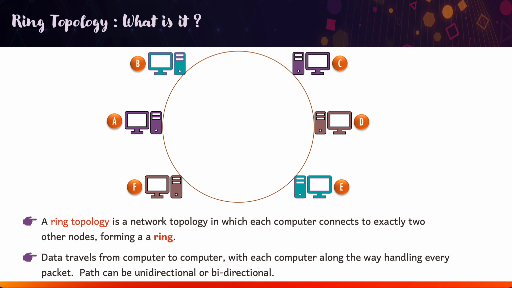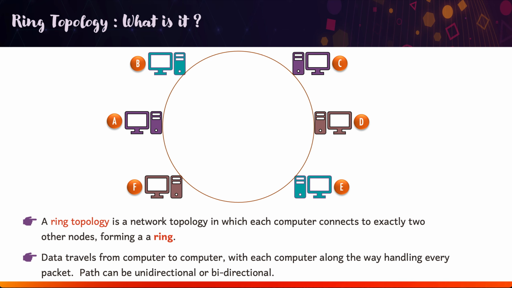How does the data travel? The data travels from one computer to another computer. Each computer handles all the data that comes to it, and if it belongs to it, it takes it. If it doesn't belong to it, then it drops it. The data path can be unidirectional, either in cyclic motion or in acyclic motion, or bidirectional. It can be in both forms.